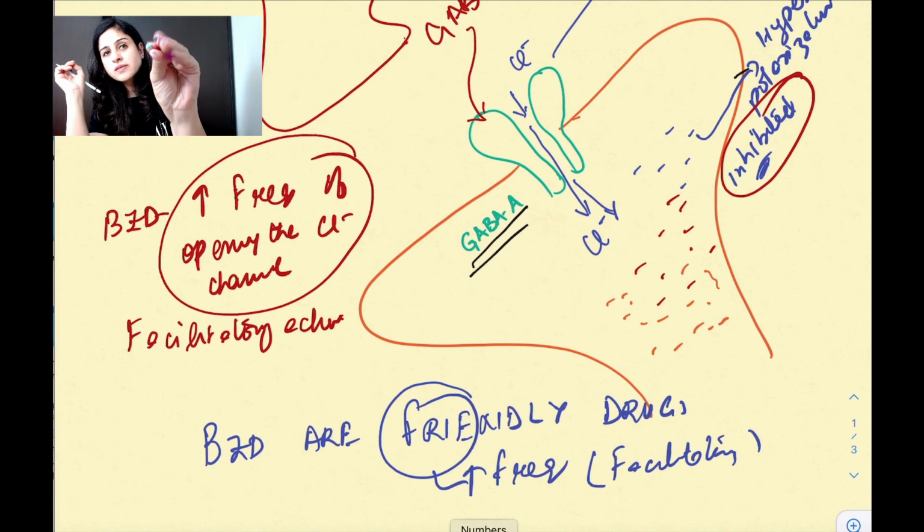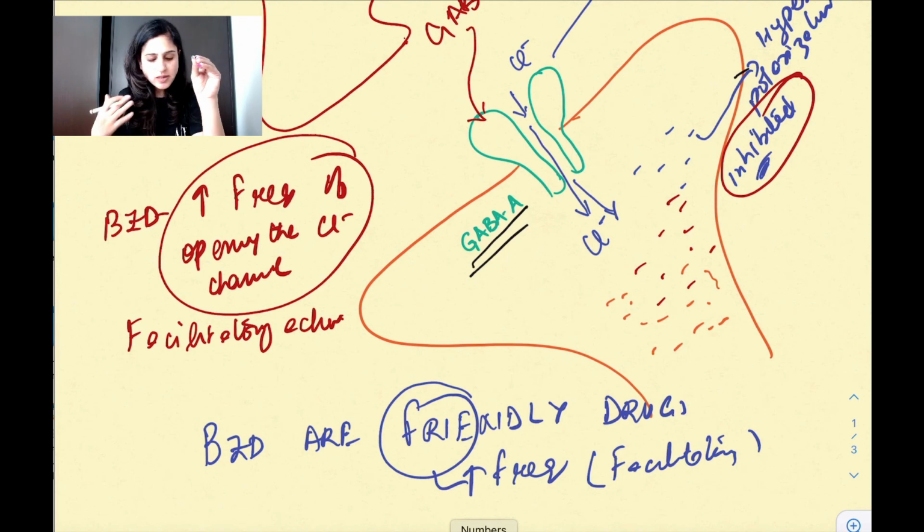So barbiturates like this, and even the duration is more. Benzodiazepines, frequency only, not the duration. GABA, somewhere in between. Okay? So this is how the actions of benzodiazepines and barbiturates are different.